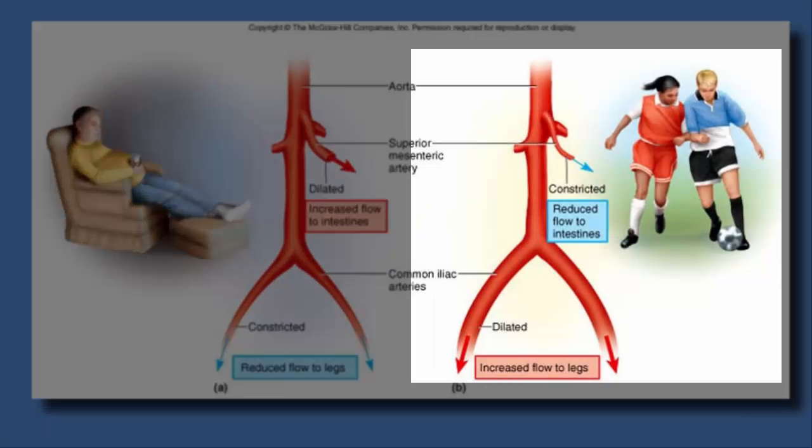And the opposite is occurring when blood is needed in the lower extremities, especially the skeletal muscles. Not only can blood be rerouted from one organ to another, but blood can also be rerouted from one tissue area within an organ to another. And that's how fine-tuned this system is. So how is this accomplished?